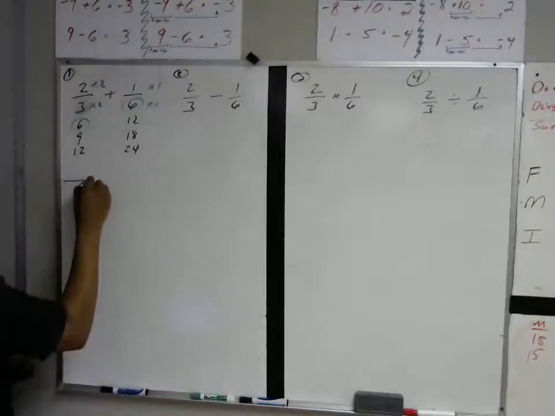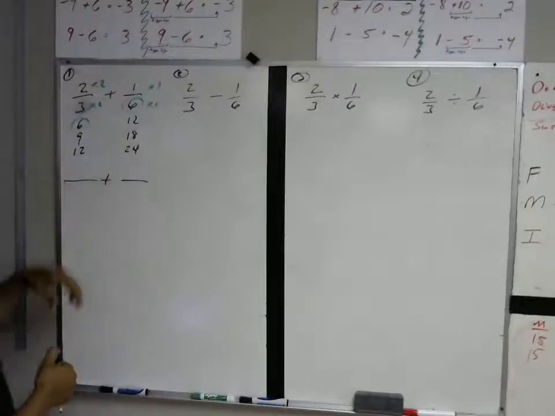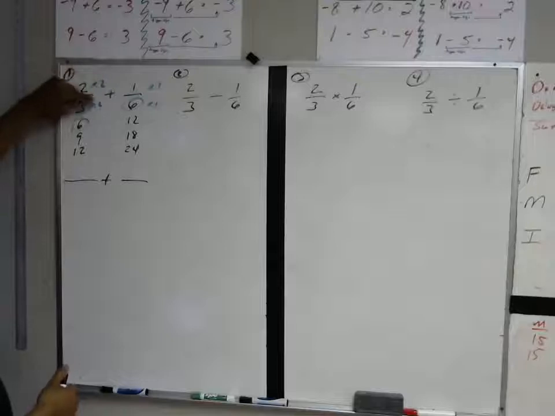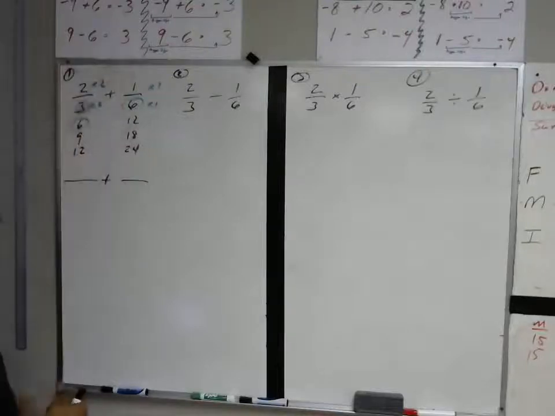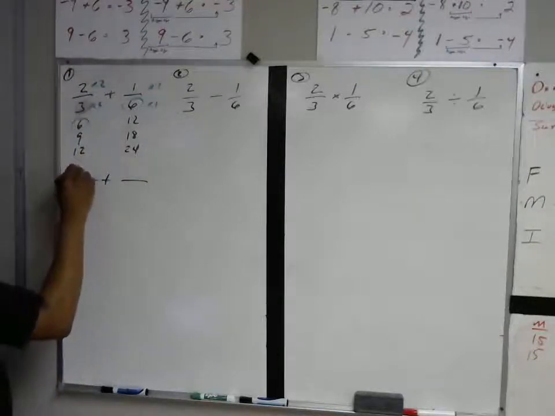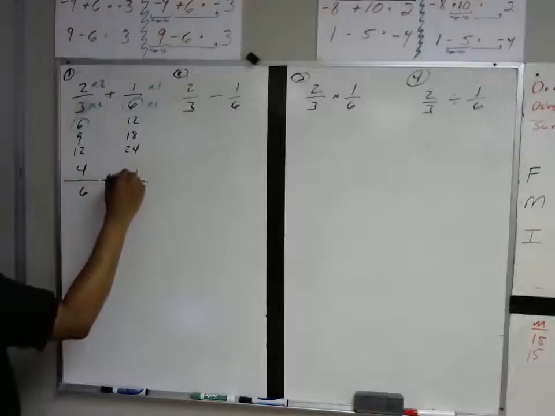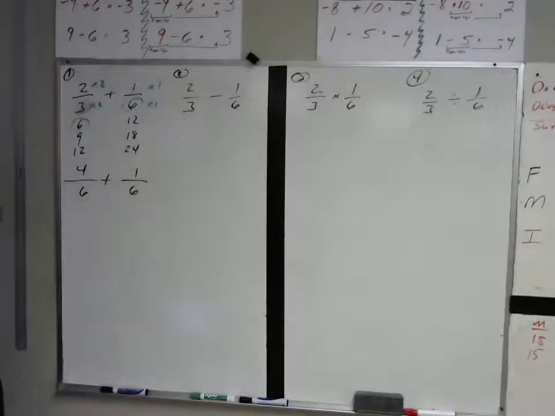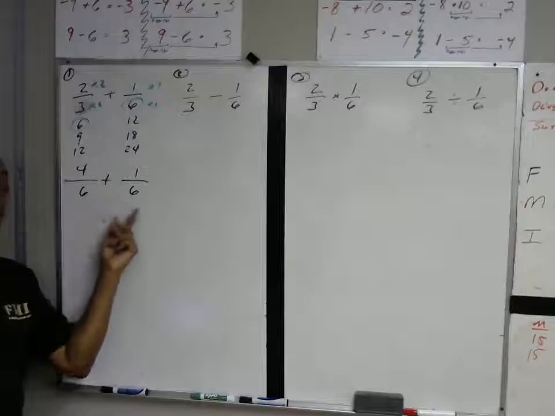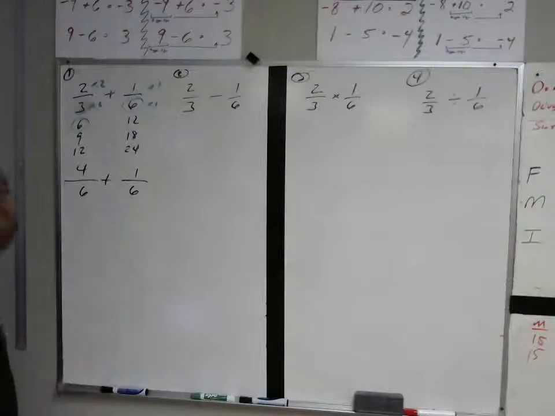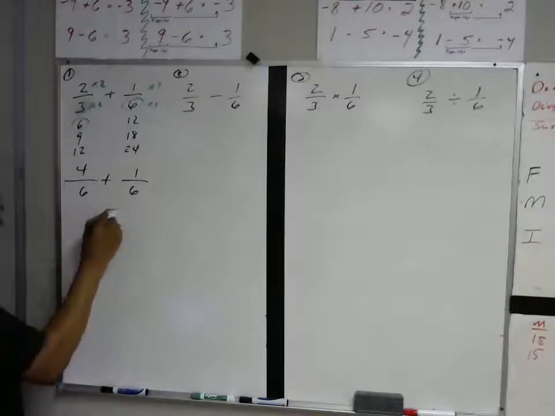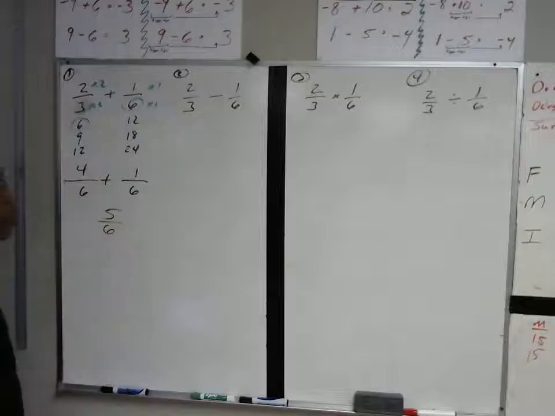Now let's rewrite these fractions. We're going to do 2 times 2, 3 times 2, 1 times 1, and 6 times 1. The answers are 4, 6, 1, and 6. Okay. Now that I have common denominators, I can add the numerators. 1 plus 4 is 5, over 6.